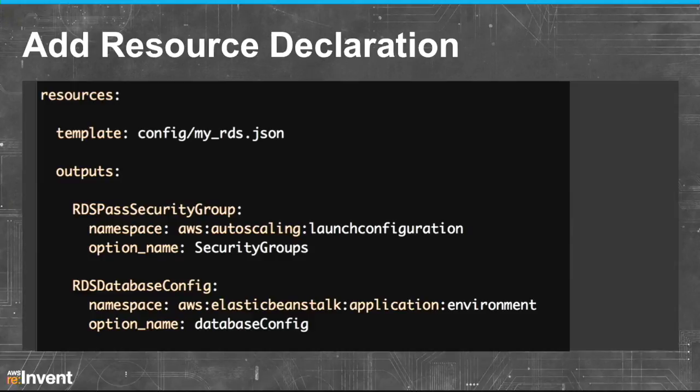So for example, we have two rules here. The RDS path security group, the security group we just mentioned, its value ARN can be mapped to the auto-scaling launch configuration security groups, so that all the EC2 instances started by Elastic Beanstalk have access to the database we just provisioned. And the next one is the RDS database configuration, which will be mapped to the environment variable of the application, which means it will be assigned to the runtime. In runtime, your application can fetch that and set up database connections.